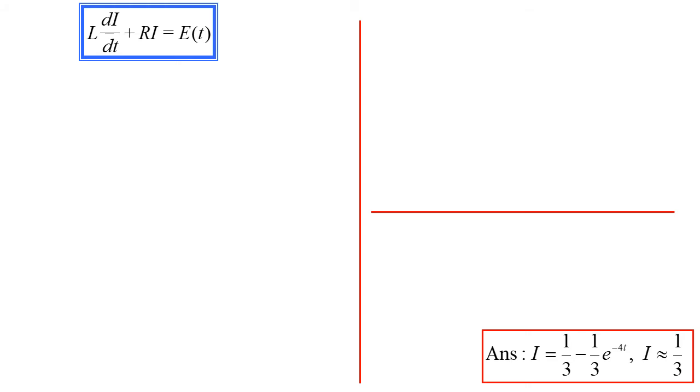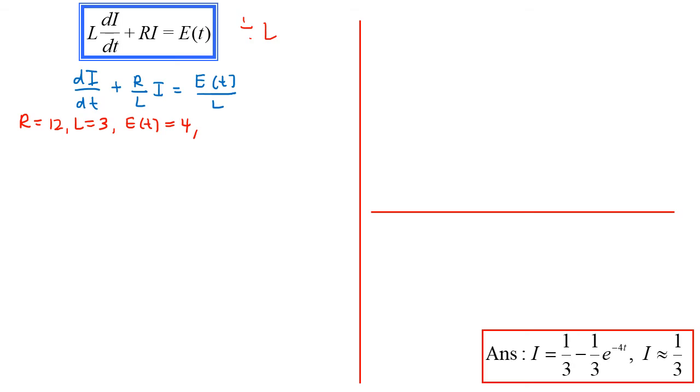Right. So next step, after we use this equation, we will divide with L. Okay, divide with L, we get this one. And then notice that we are already given the values of R, L, and E(t), which is V in this case. So after we substitute, apart from I and t, the rest will be constant. Okay, so it will be like this. R over L, 12 over 3 is 4, and then E(t) over L is 4 over 3.